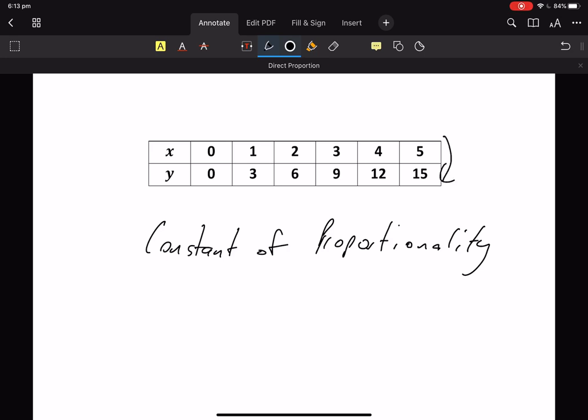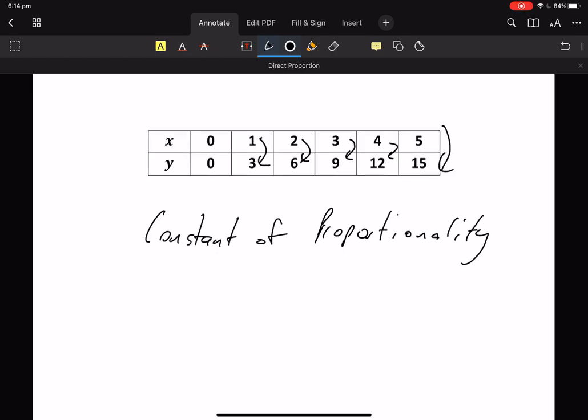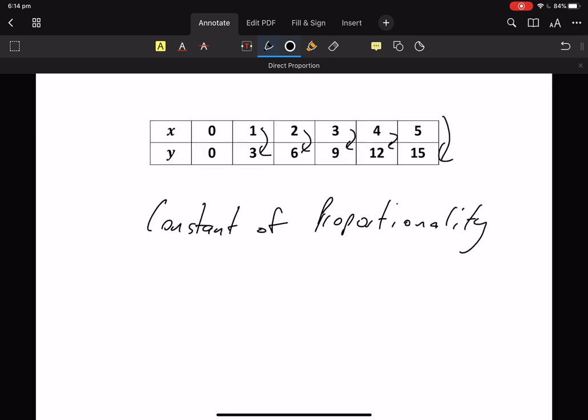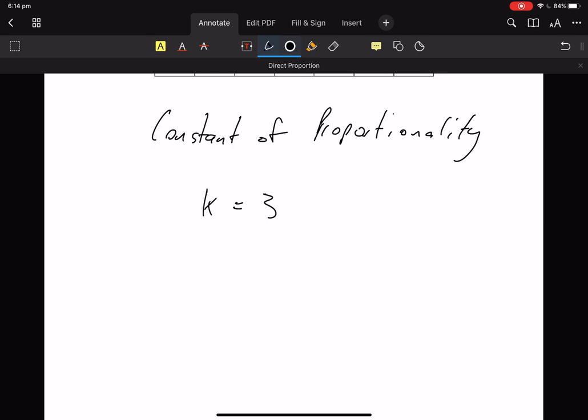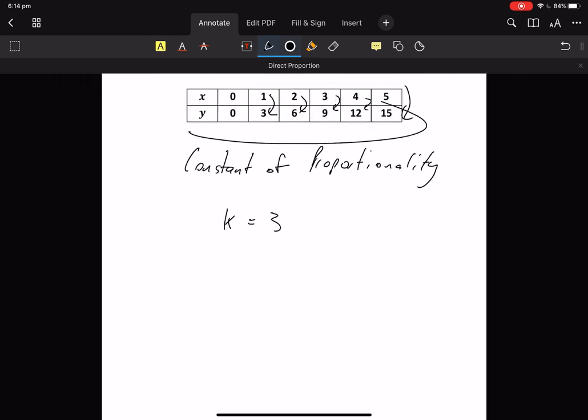I'm multiplying 1 by 3. Can you see I'm multiplying by 3 each time? So all we're doing is looking for that pattern and going, well, what's happening to the x to get to y? So here the constant of proportionality, which we call k, is actually 3. The constant of proportionality is the thing that happens to x to get y. We would say for this rule here, y equals 3x. That constant of proportionality is going to be the number in front of x.